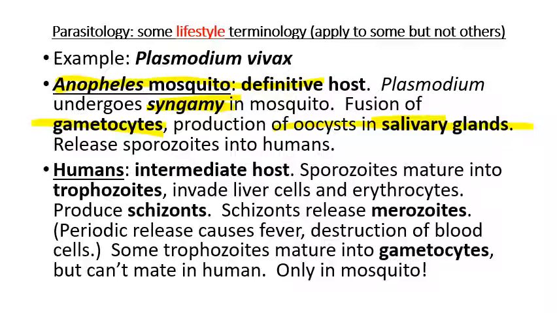And humans are only the intermediate host, so they can only produce schizonts, right? And then the schizonts release merozoites, which wander around feeding. Some of them turn into trophozoites. Some of the trophozoites turn into gametocytes, but they can only reproduce if they get into an Anopheles mosquito.